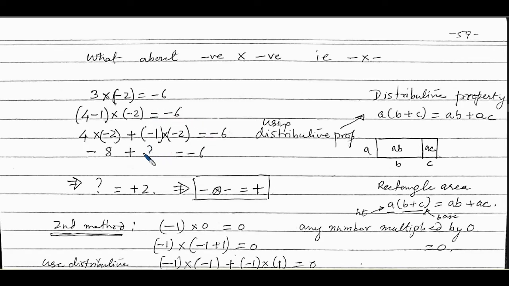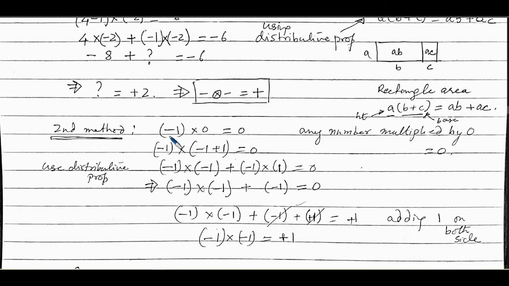But you see minus 8, what you have to do to get minus 6? You have to add 2 here. Okay, this question mark will be 2 plus 2. You cannot add any other number except plus 2. So this question mark is plus 2. That means this minus into minus, 1 into 2 is 2, we know that. So minus into minus is plus. So this is one way of understanding why minus into minus is plus.